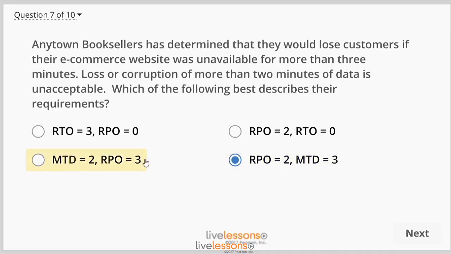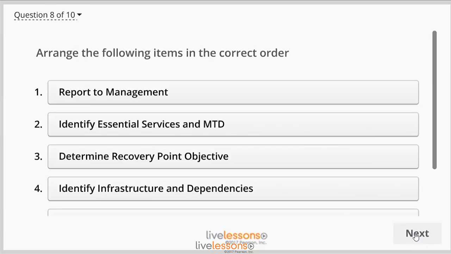MTD equals 2, RPO equals 3. So write down your answer and then read through your answers slowly to make sure that you are making the right choice. All right, off to our next one.